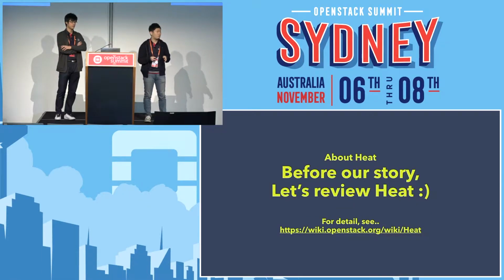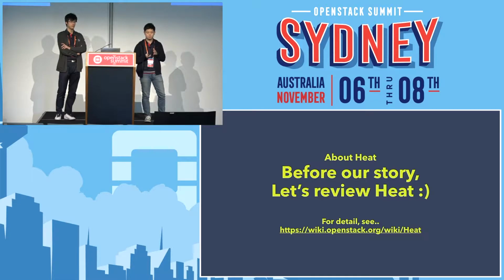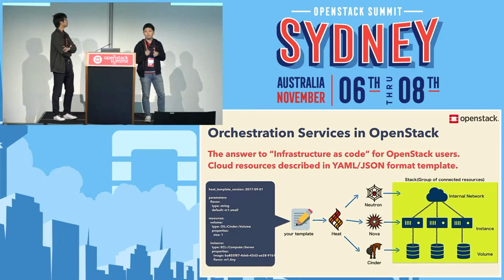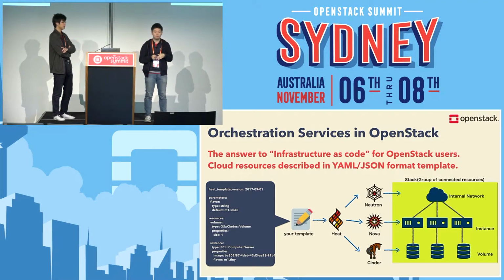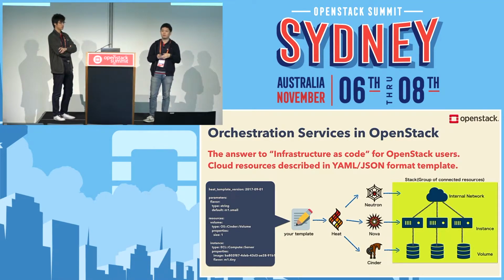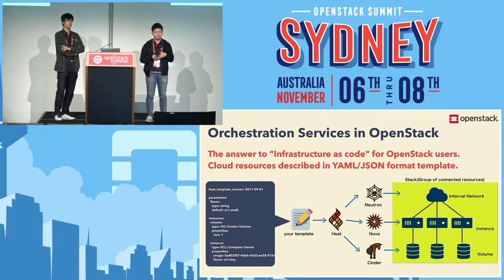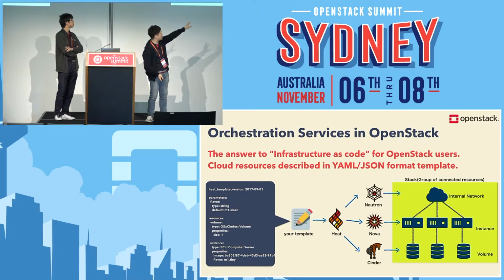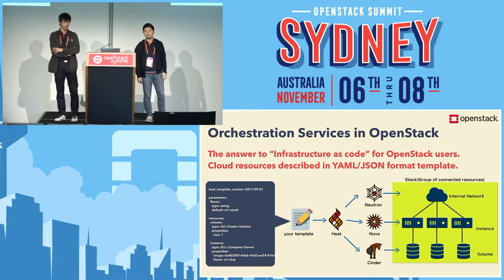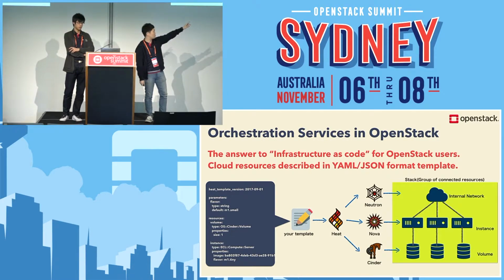Before our story, let's review Heat. Maybe as you know, Heat is the orchestration service in OpenStack, and it makes it very easy to do infrastructure as code in OpenStack. You can describe your cloud resources in a YAML or JSON template. Very easy. For example, looking at the green box on the right-hand side, this is quite a simple system. The tenant topology has a network, Nova instances, and volumes.